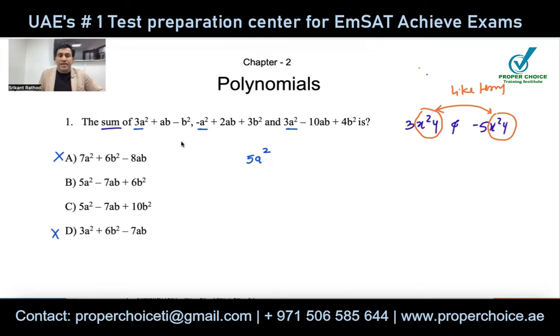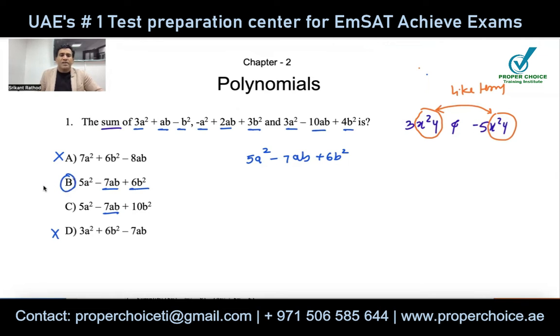Next, look at the ab term: plus 1ab plus 2ab, basically 1 plus 2, 3ab, minus 10ab. 3 minus 10 together gives me minus 7ab. Unfortunately, minus 7ab is in both the options, so I have to do the next part also. Minus b square plus 3b square plus 4b square. Minus b plus 3b is 2b square, and 2b square plus 4b square is plus 6b square. Rather than writing one below the other and wasting your time, just combine the like terms. So my answer should be option B.